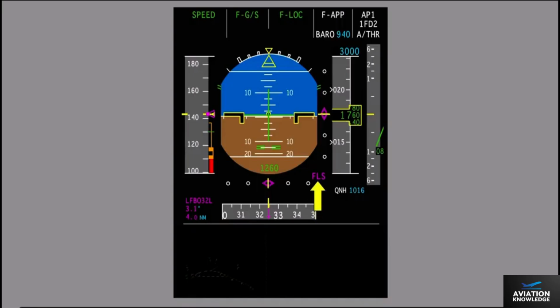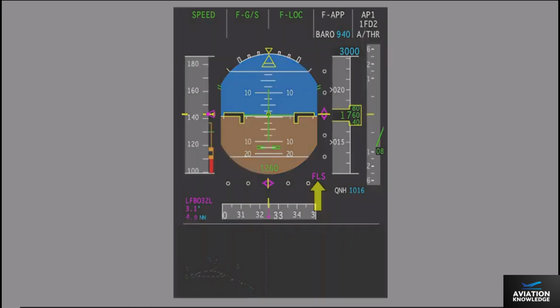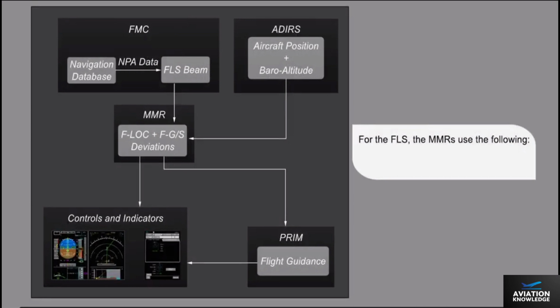The FMS Landing System, FLS, enables the flight crew to perform non-precision approaches, including VOR, DME, non-directional beacon, locator, or radio navigation approaches in accordance with the Instrument Landing System Lookalike feature. For the FLS, the multi-mode receivers use the following: aircraft position from the ADIRS or the approach database from the Flight Management System. The FLS function is available only for approaches that are stored in the navigation database.